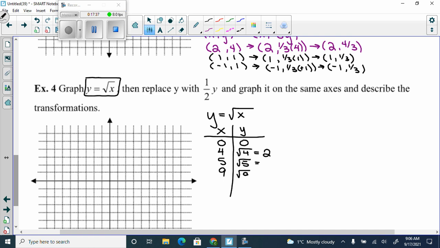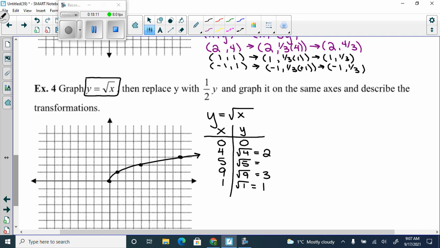What other thing could I have picked that would have been nice that I skipped over? 1. Square root of 1 is 1. So I'm actually going to plot 0, 0, 1, 1, 4, 2, 9, 3. So if there's no f in the function, we can actually just use what we know of t-tables and make our own graph.